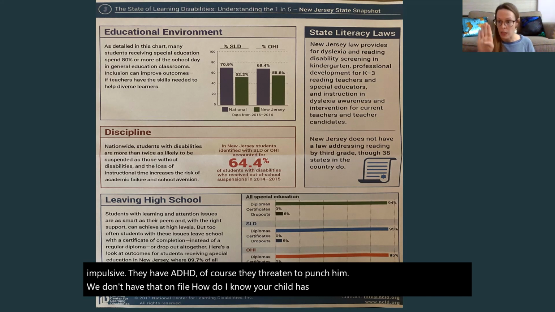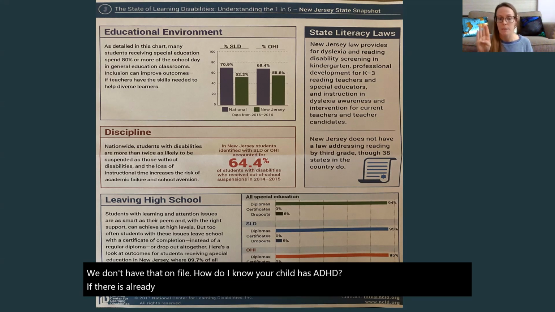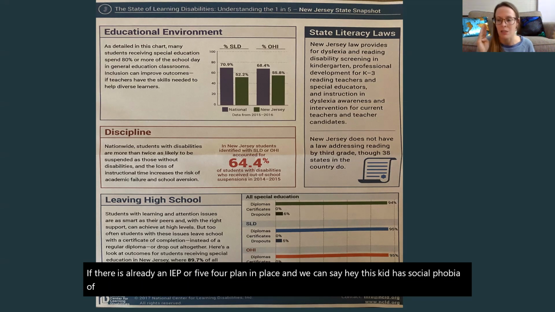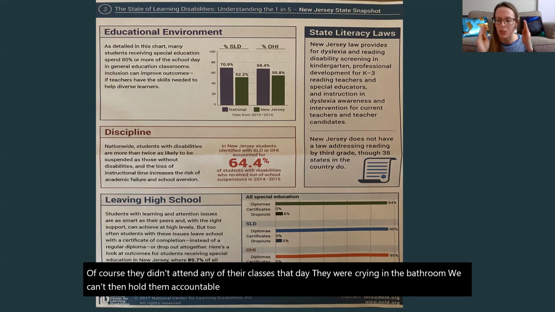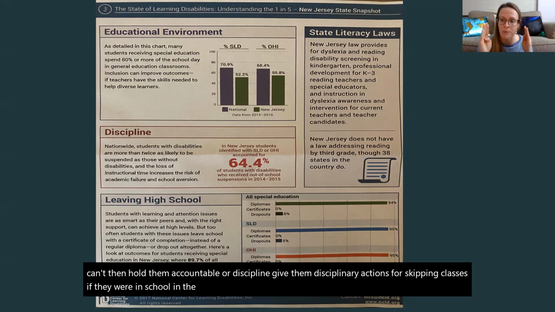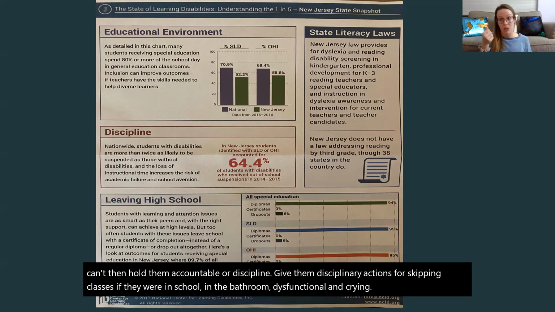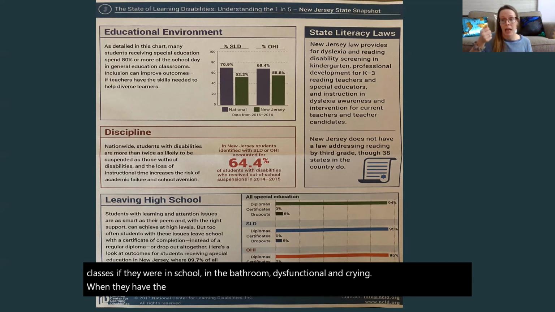If there is already an IEP or 504 plan in place, and we can say, hey, this kid has social phobia, of course they didn't attend any of their classes that day. They were crying in the bathroom. We can't then hold them accountable or give them disciplinary actions for skipping classes if they were in school in the bathroom, dysfunctional and crying. When they have the diagnosis and the plan in hand, it gives them a level of legitimacy that the school cannot legally ignore.